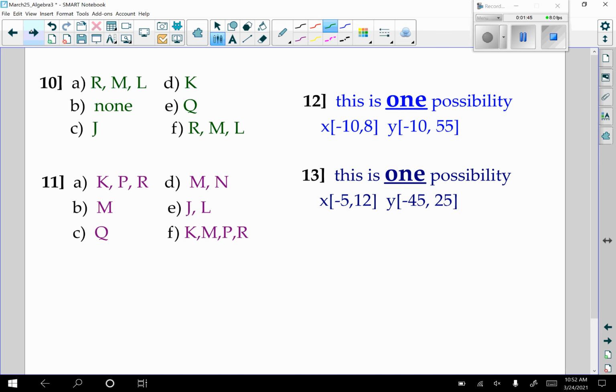All right, for number 10, single zeros occurred at R, M, and L. Double zeros, there weren't any for number 10. C, the y-intercept was at J. D, all relative minima, so all the valleys, that just happened at K. E, all the relative max were just at Q, we only had 1. And then the x-intercepts are R, M, and L. X-intercepts will match all the real zeros here, single zeros as well.